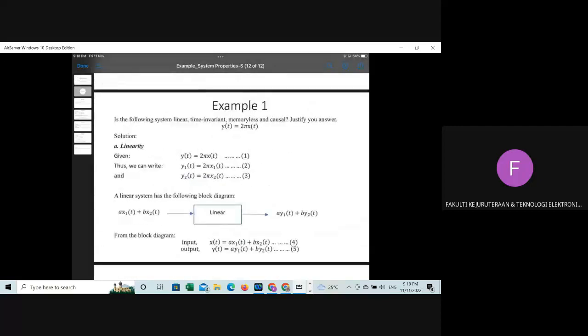So we look at the first example. You are given the system. I say this is a system because it has an equation with output and input. So this is not a signal, this is a system.